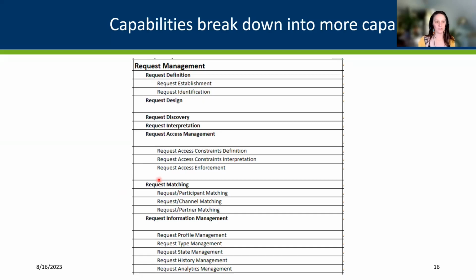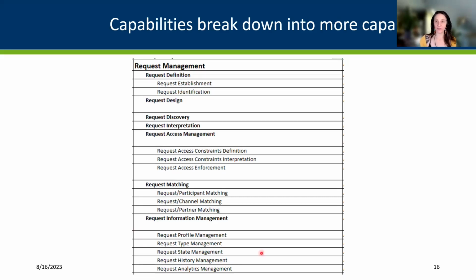Another hallmark is the matching capabilities. Since all of these capabilities are organized around things, we want to be able to create relationships of them to each other. So when we get a request for benefits, we want to make sure that it gets to the right partner to process it. So we need to be able to match a request with the participant who is requesting it, and with the channel that we're using to send it, and with the partner who we intend to receive it.